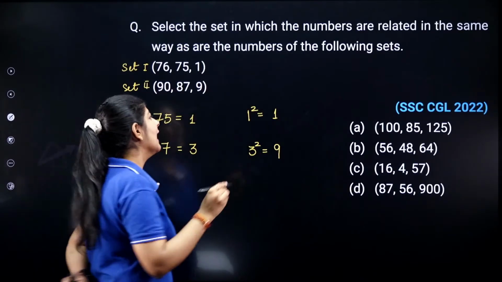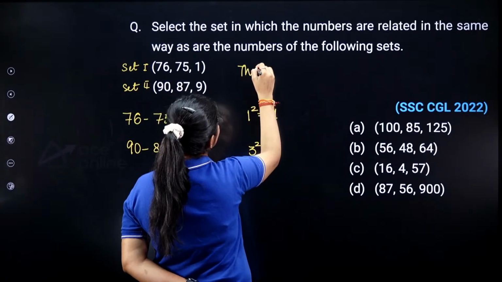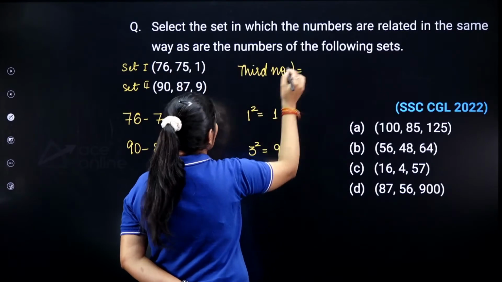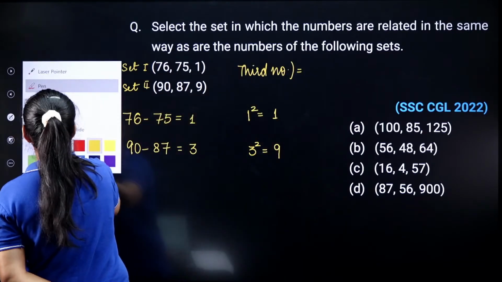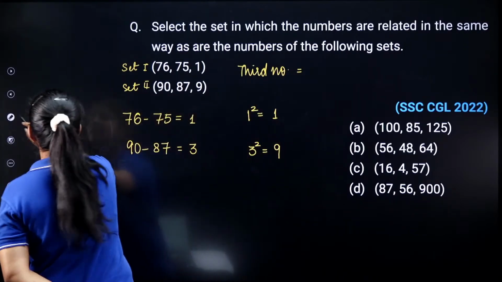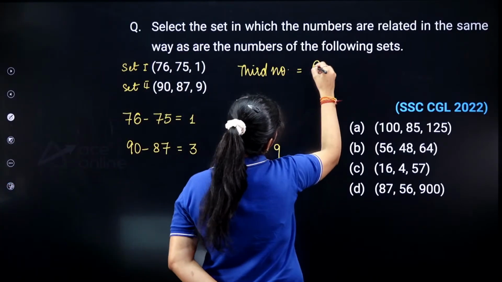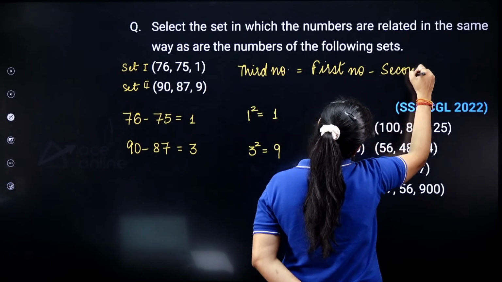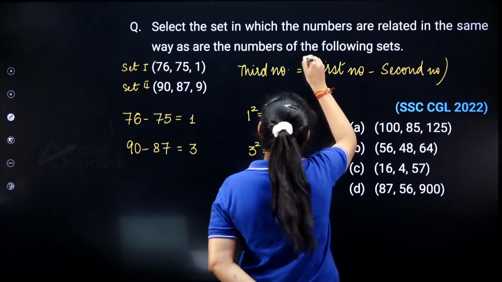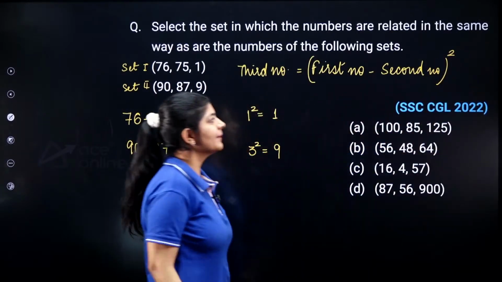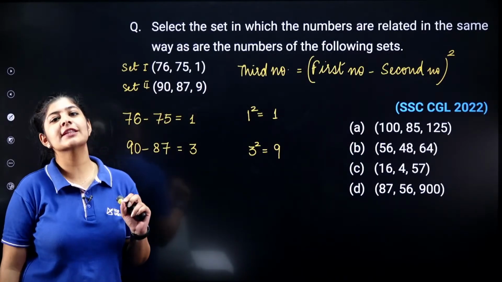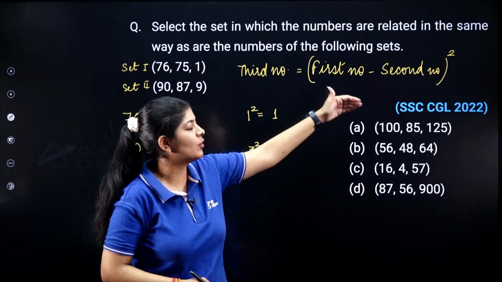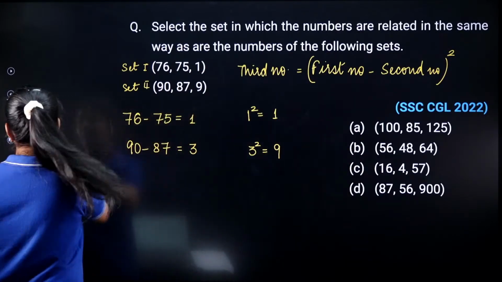So, we can say that if we want to determine the third number, the third number is nothing but the square of first number minus second number. This is the logic that I am having in this particular question, and now what I need to do is go through my options.